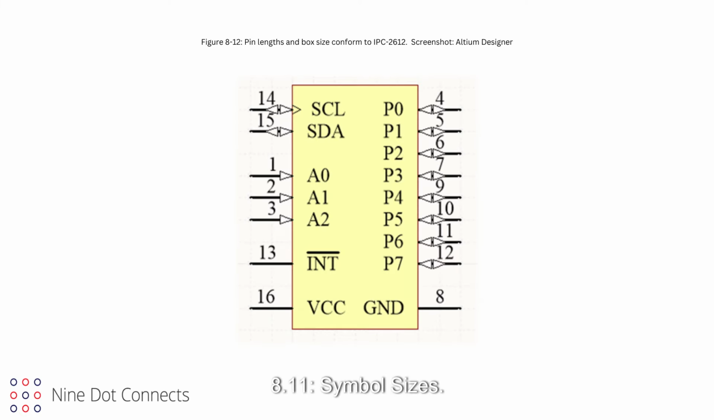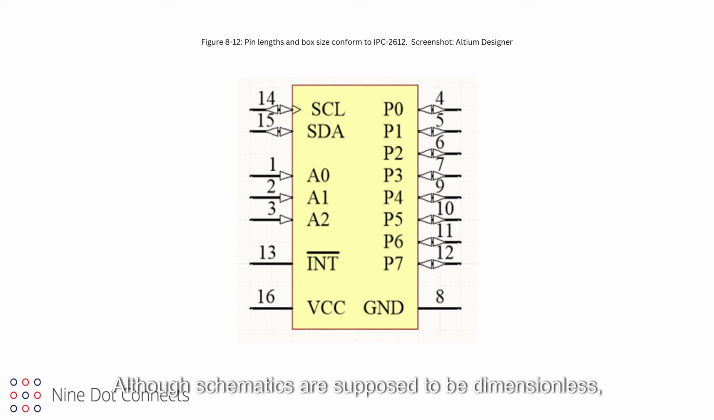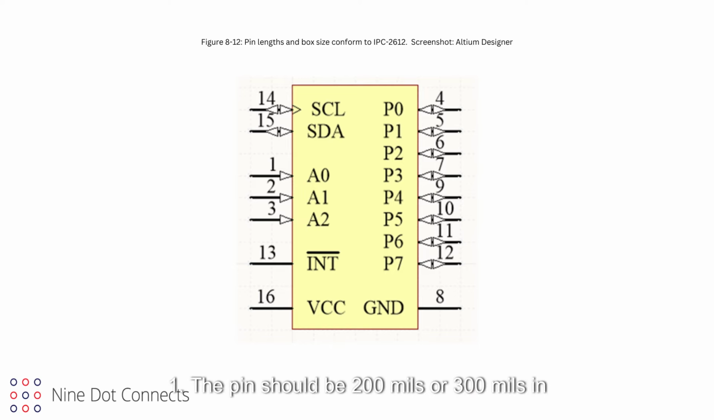8.11. Symbol sizes. Although schematics are supposed to be dimensionless, we must draw something that is big enough to show all the pins and labels. The IPC 2612 specifications outline suggested symbol sizes and pin separation. 1. The pin should be 200 mils or 300 mils in length, and separated from adjacent pins by 100 mils. 2. The pin number should be 60 mils in height to easily fit between pins.